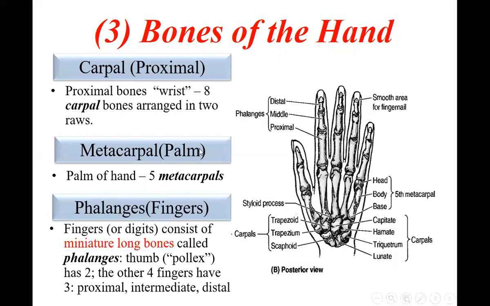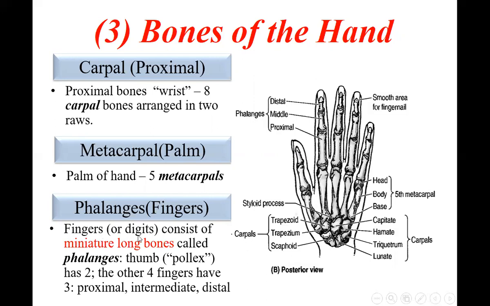Then coming to the metacarpals. These are called metacarpals. There are 5 metacarpals starting from lateral: first, second, third, fourth, and fifth metacarpals. Then the small bones of the fingers. These are called digits, or fingers. The bones of the fingers are called the phalanges.